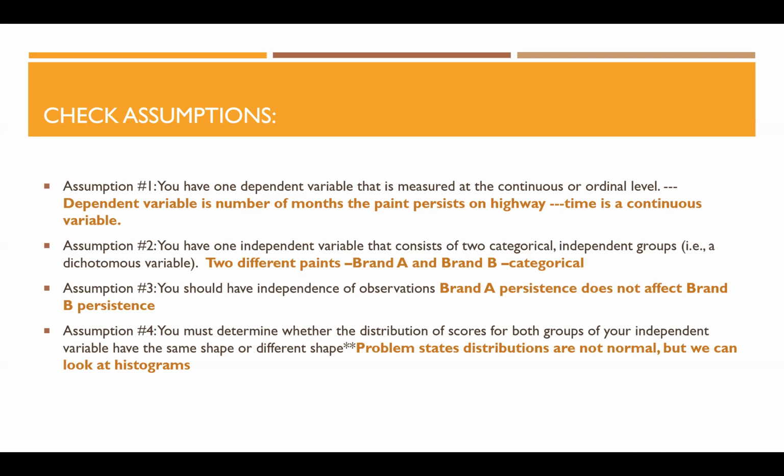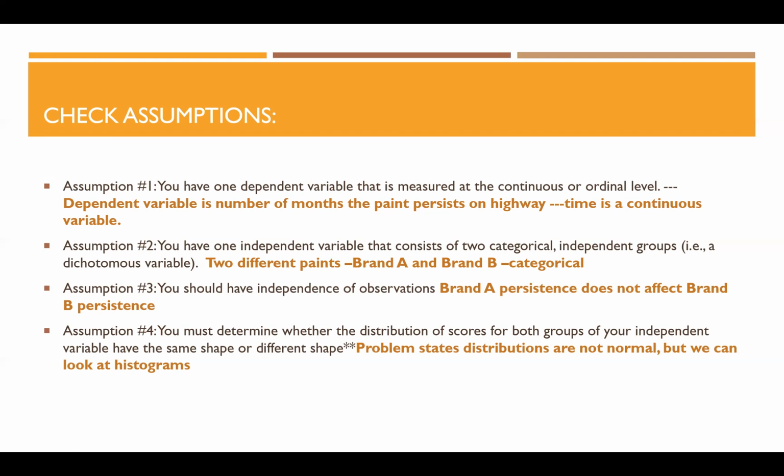2, you have one independent variable that consists of 2 categorical independent groups. We have 2 different paints. They're calling them brand A and brand B. That's categories. You should have an independence of observations. Well, how long brand A lasts isn't going to affect how long brand B lasts. Okay, so there's no overlap, no commonality between the two brands.